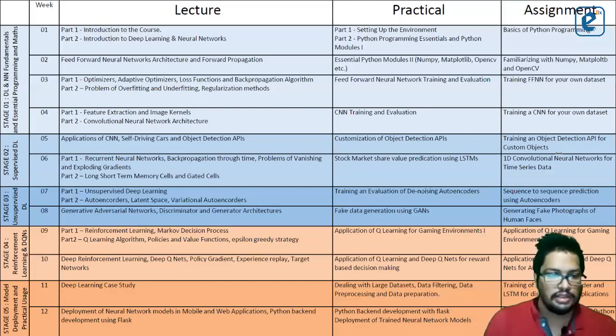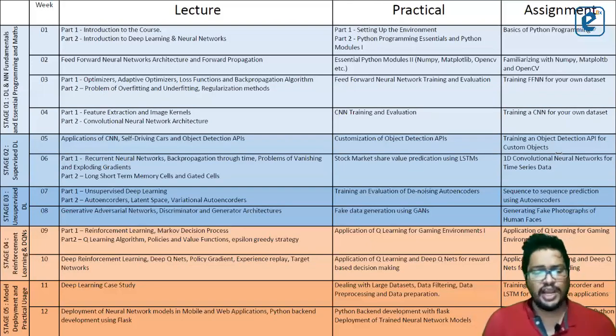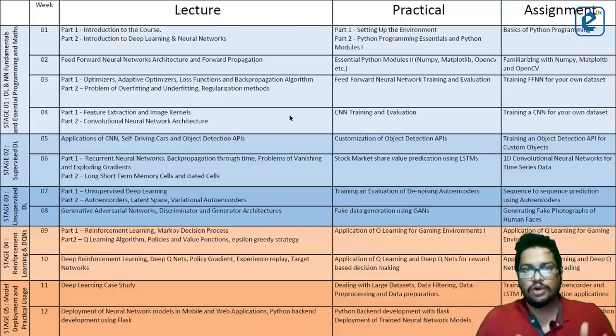Then we have mainly 5 stages: the introduction stage, the supervised deep learning stage, unsupervised deep learning, reinforcement, and finally the final stage. In these 4 stages, what we are mainly targeting is to train neural networks, build neural network models, train them for our own data, and implement several applications.